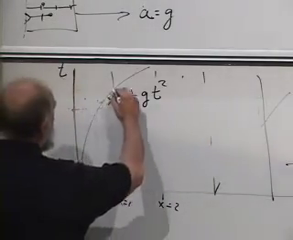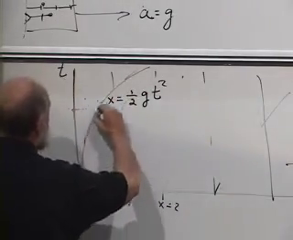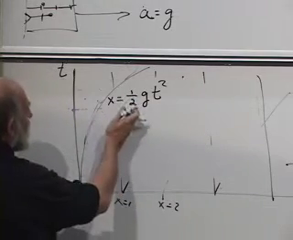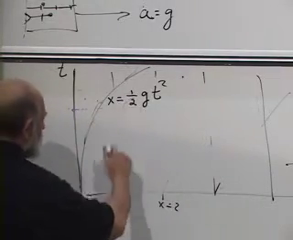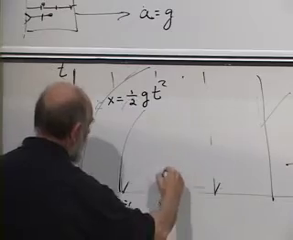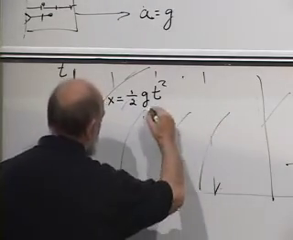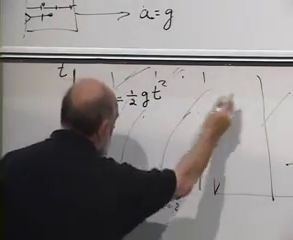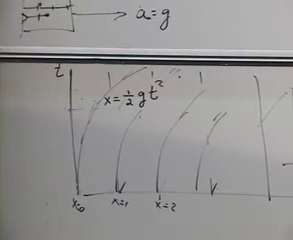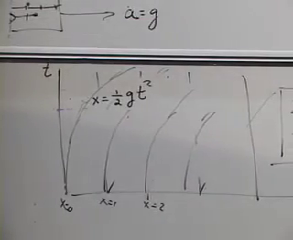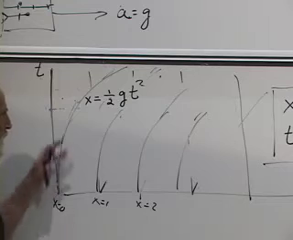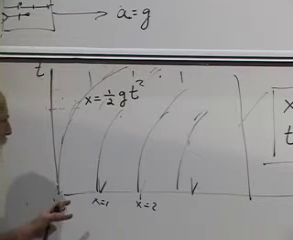So the moving observer's floor moves to the right 1/2 gt squared. Along with the floor, all the other meter sticks, the ends of all the meter sticks, do the same thing. They accelerate off on a curved path in space-time. An acceleration means a curved path in space-time.